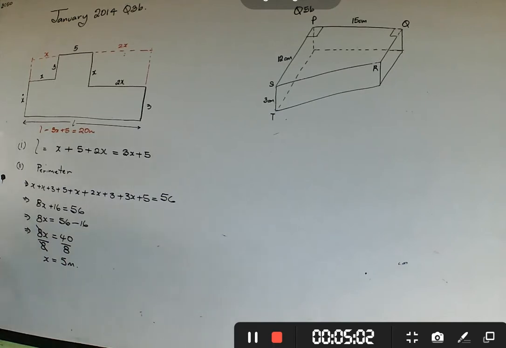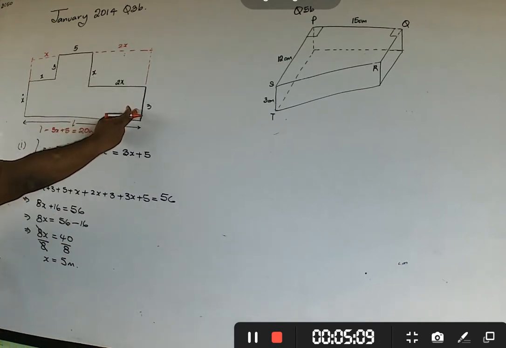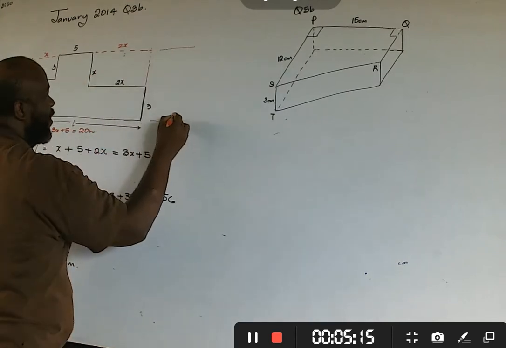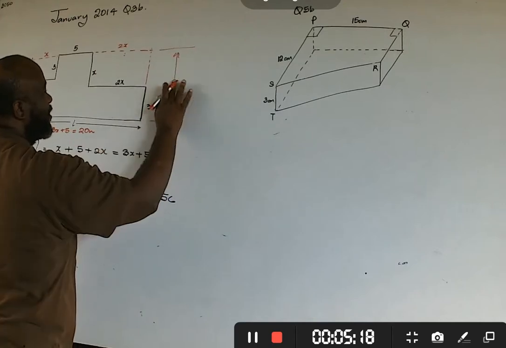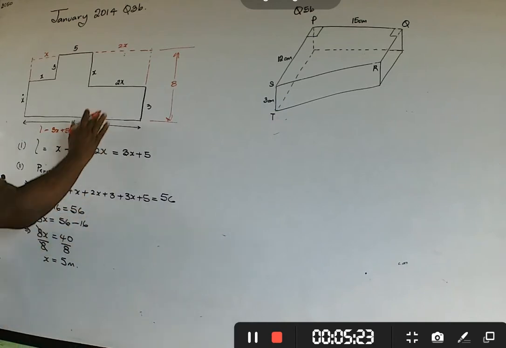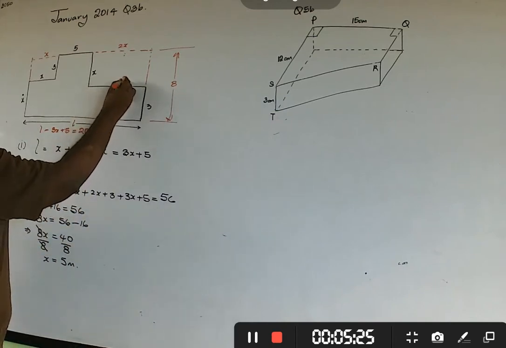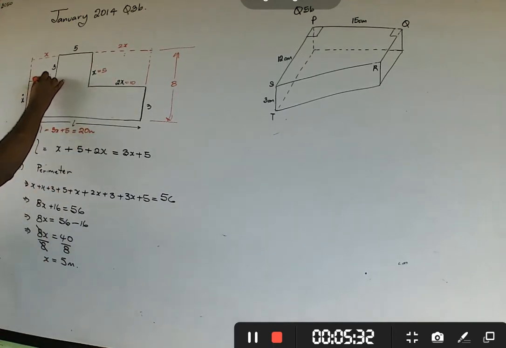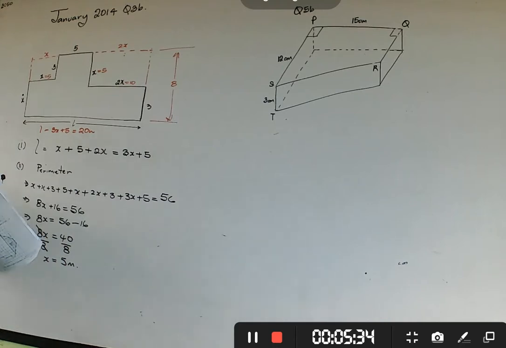Are you ready? This is x, and this is 3. But x is 5. 5 plus 3 is 8. So this entire length over here is 8. Do you agree? So this is 2x. Do you agree that this is 10? Yes, sir. And this is x, which is 5.